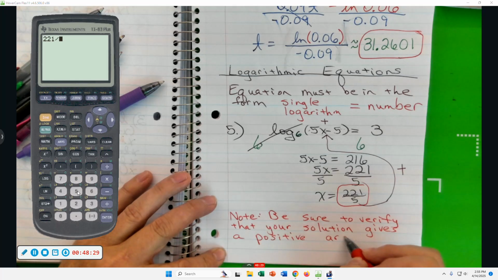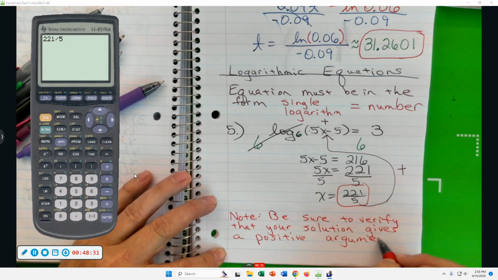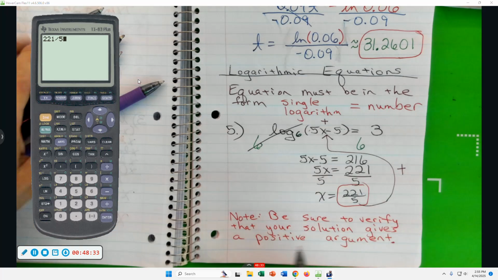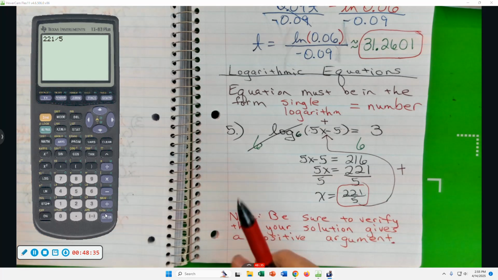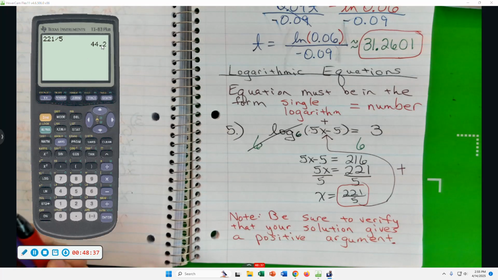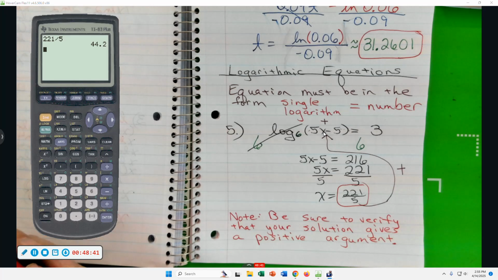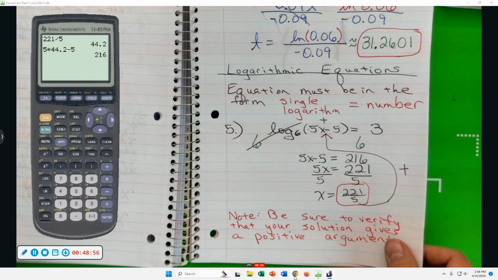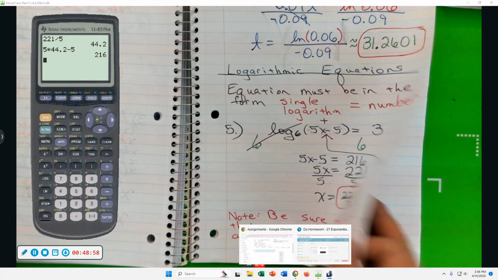Now, sometimes you might want to use a calculator if you don't like working with the fractions. 221 over 5 is the decimal number 44.2. 5 times 44.2 minus 5. Clearly that's positive. You don't even have to punch it into your calculator. The exact value doesn't matter. Just make sure that the thing you get there is positive. Any questions?